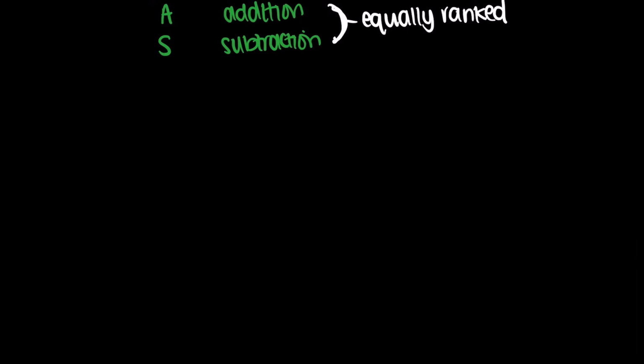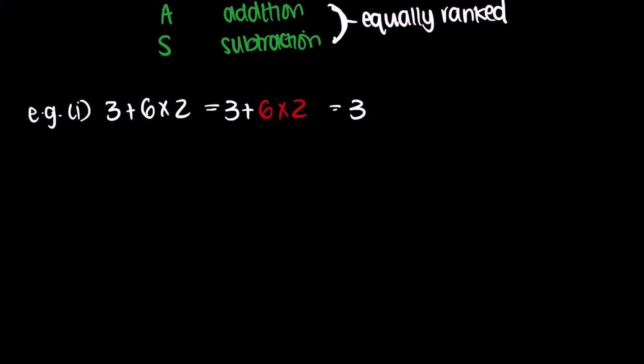So, for example, 3 plus 6 multiplied by 2. Well, following the rules of BODMAS, multiplication comes before addition, so we multiply first. So it becomes 3 plus 6 multiplied by 2, which is 12, and 3 plus 12 is 15.